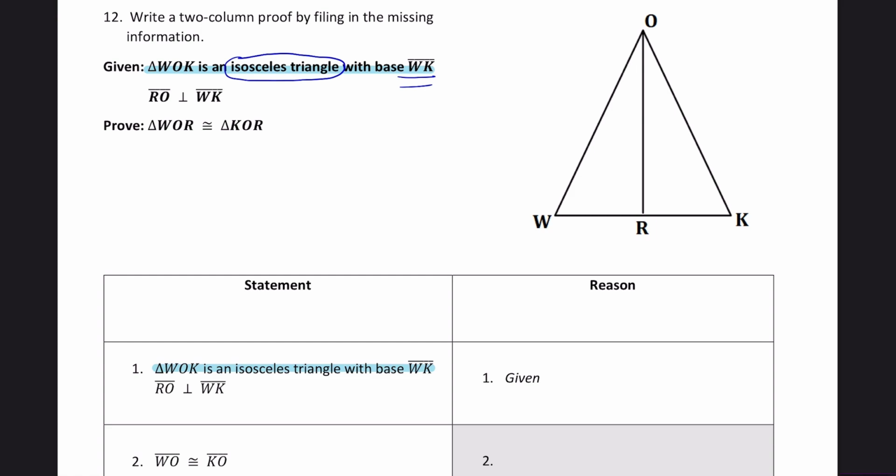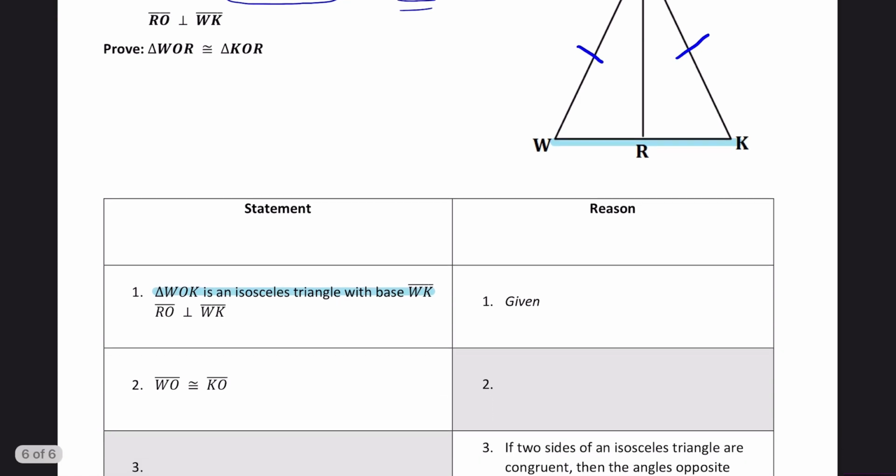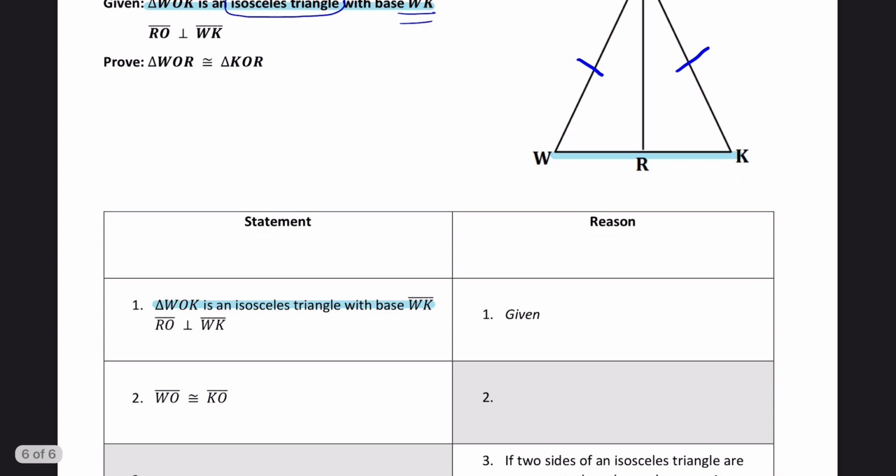So our base is the only side that's not congruent. So this WK is not one of our congruent sides, which means that I know that WO, let me just make this a little bit bolder for you guys, WO is congruent to OK, which is actually what they gave me right here. Okay, so they gave me the next step in our isosceles triangle routine. So it's just our responsibility to write the reason.